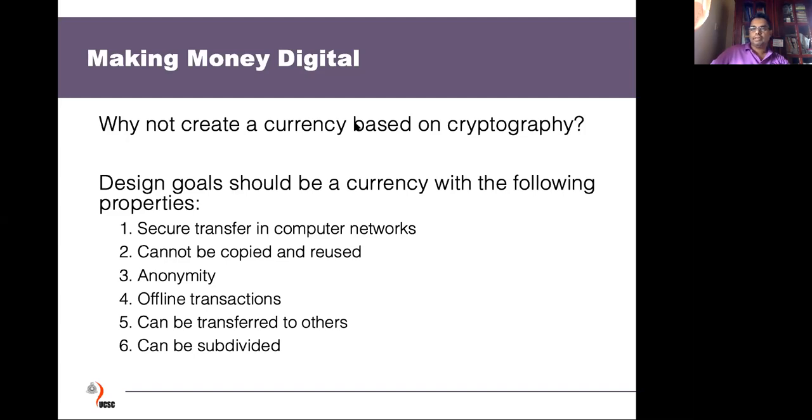So can we develop such currency? One where there are no physical items, it can transfer through any medium, it's anonymous, supports any online or offline transfer, and can be subdivided. Very interesting. How can we subdivide it? This is currency. So if you want to buy a 6 rupee thing, then you give 10 rupees. I need to be able to get 4 rupees change, right? Can we develop such a system?